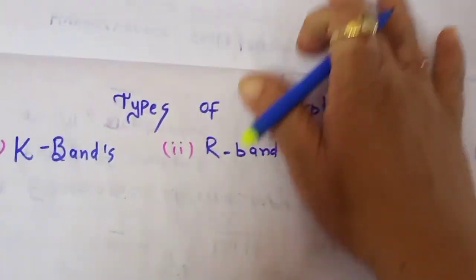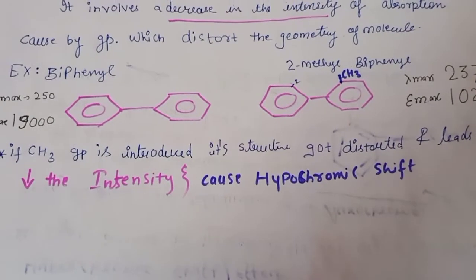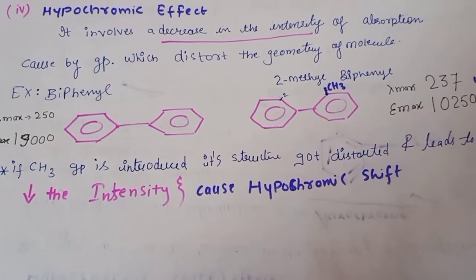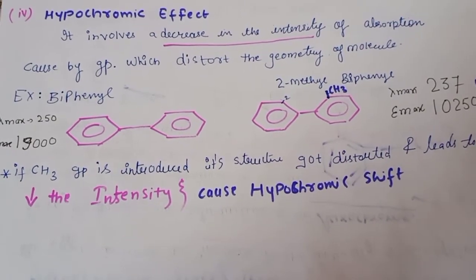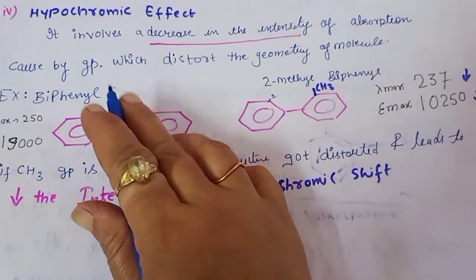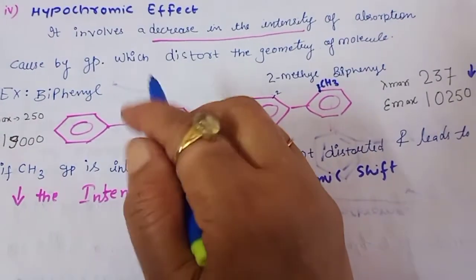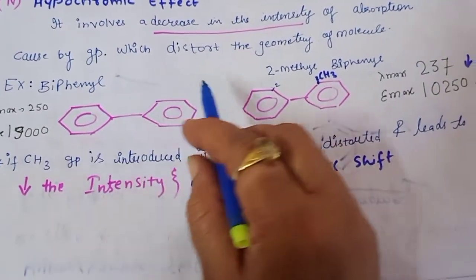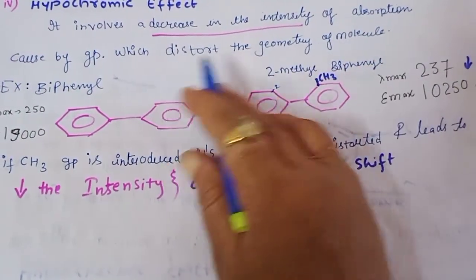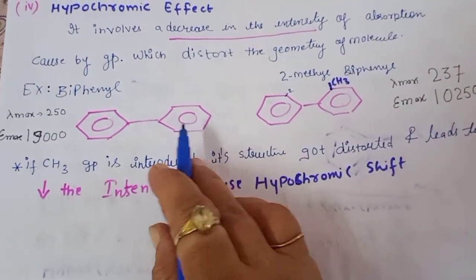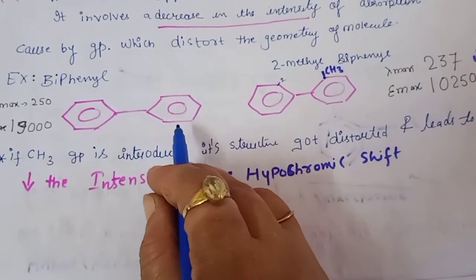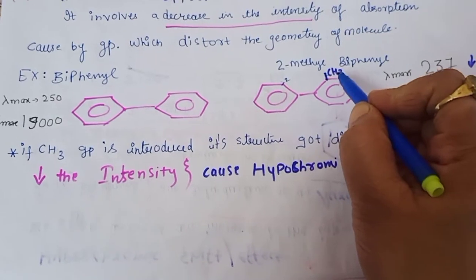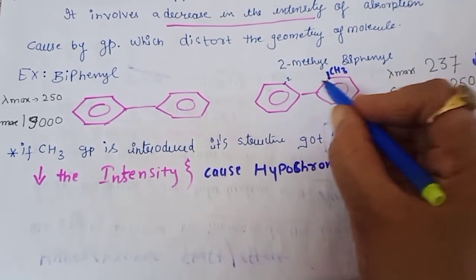Next is our hypochromic effect. So again, this will decrease the intensity of absorption. Such type of effect, the hypochromic effect, will decrease the intensity of the absorption. So this is caused by the group which distorts the geometry of a molecule. So this is an example of our biphenyl. So you see this structure, this is symmetrical. Both are the same structures. But suppose we introduce any group here, suppose we are introducing one group at the second position, a methyl group.